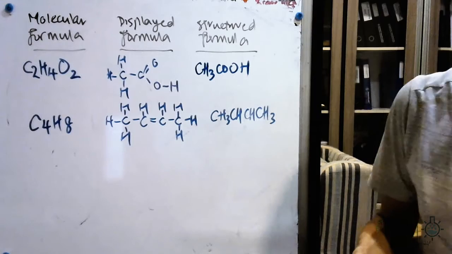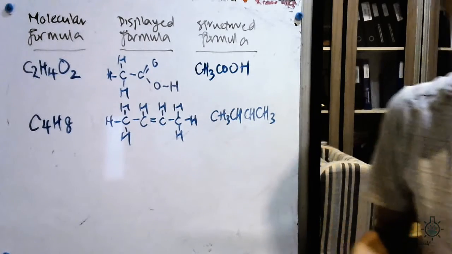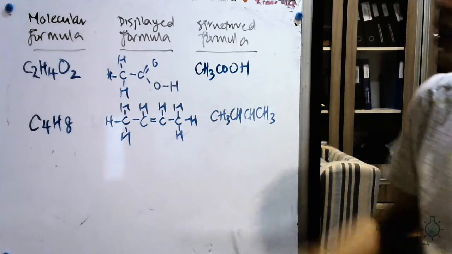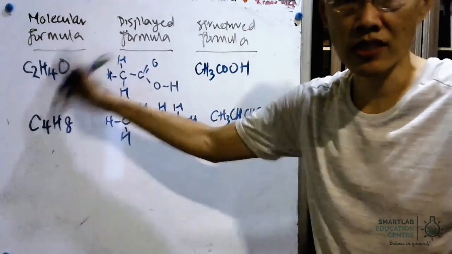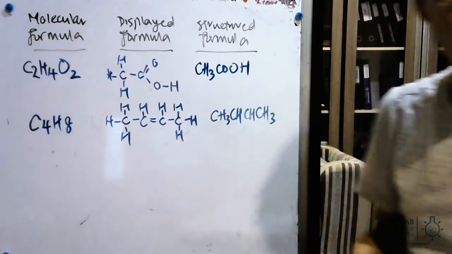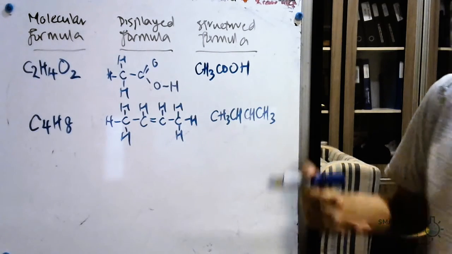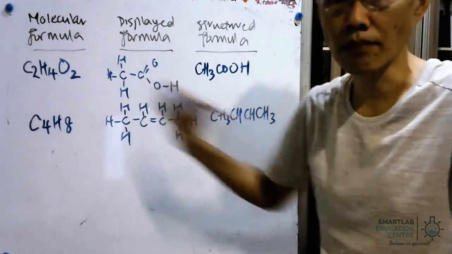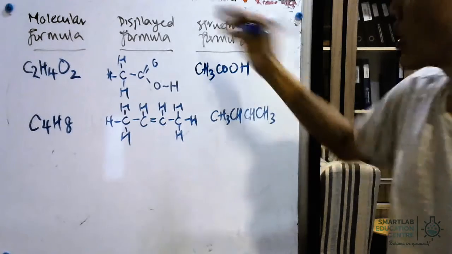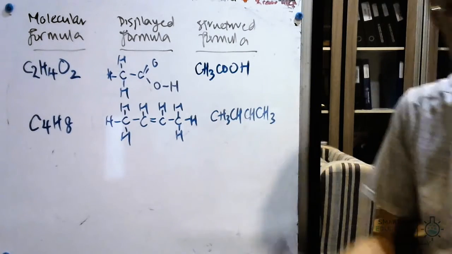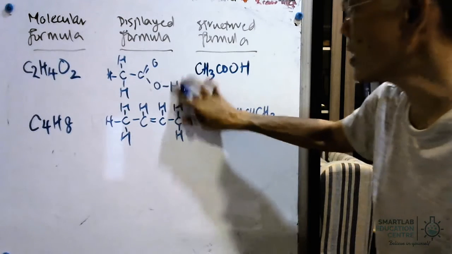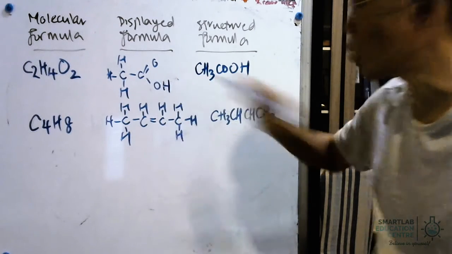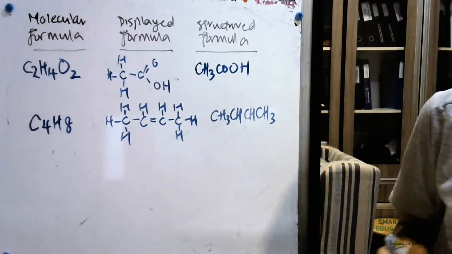Now I'm going to run through the formulas that are used in organic chemistry. So we have molecular formula, displayed formula, and structural formula. As everybody knows, the molecular formula basically depicts the various types of atoms and the numbers of atoms. Then when you come to displayed formula, you have to be very specific. You have to display every single bond between the atoms. Therefore, if you have written this as OH, then that will not be correct.